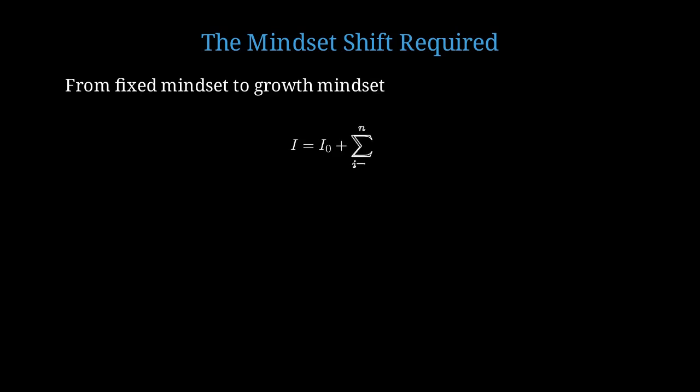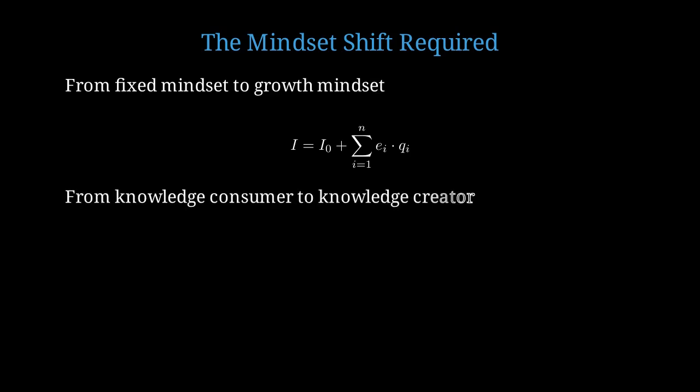Finally, let's talk about the crucial mindset shift required for the AI era. You must shift from a fixed mindset that sees abilities as static to a growth mindset that sees abilities as developable through effort. Your intelligence isn't fixed. It equals initial intelligence plus the sum of effort times quality for each learning session.